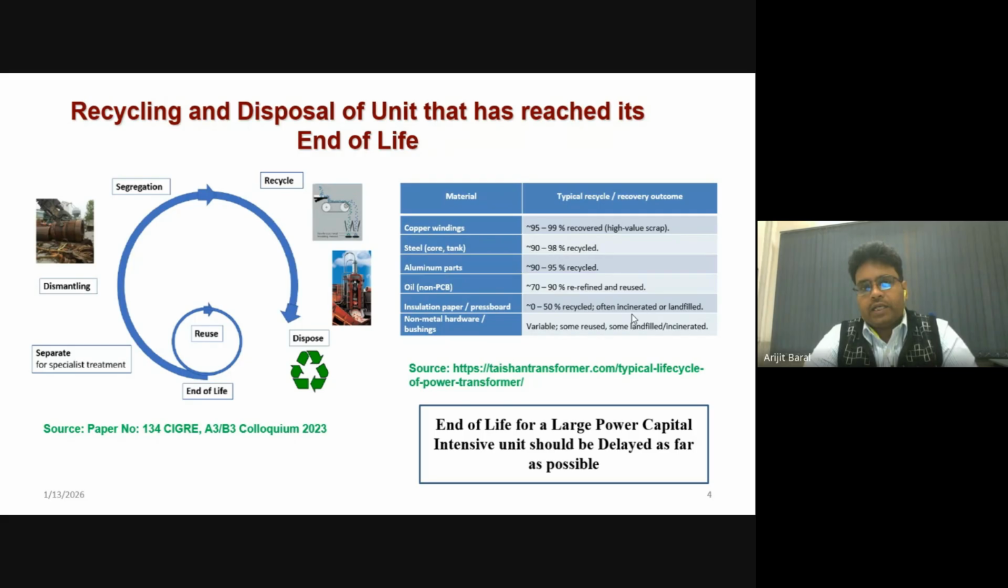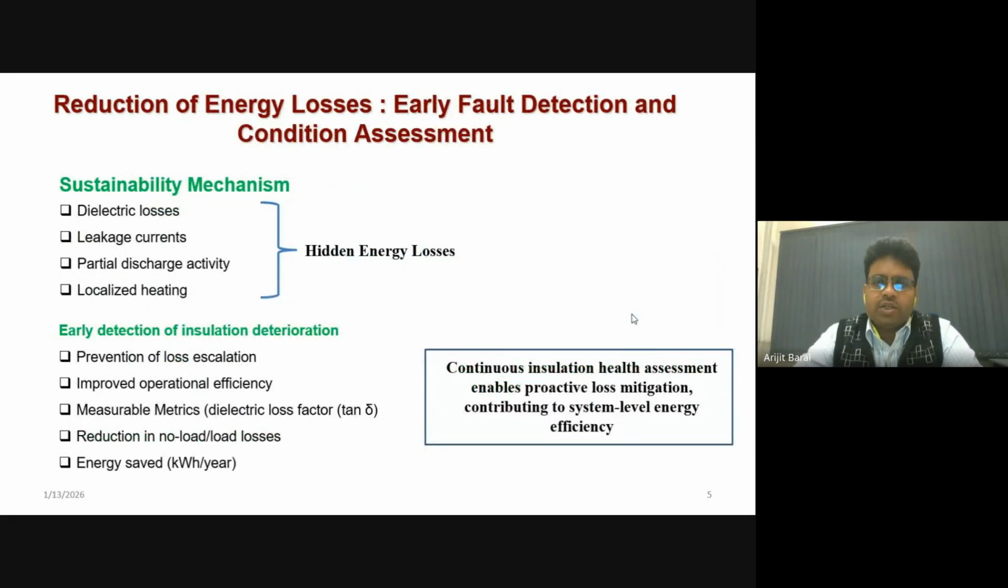So if you do not dismantle a unit and thus avoid the requirement of recycling, reusing, or using as landfill the material which cannot be recycled, or if you delay the end of life criteria of a particular unit which is in service, then these impacts can be reduced to a considerable extent. So this brings us to how we can make more energy efficient infrastructure and how we can make the equipments more sustainable in nature.